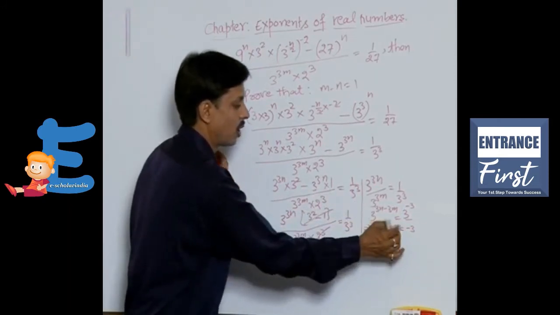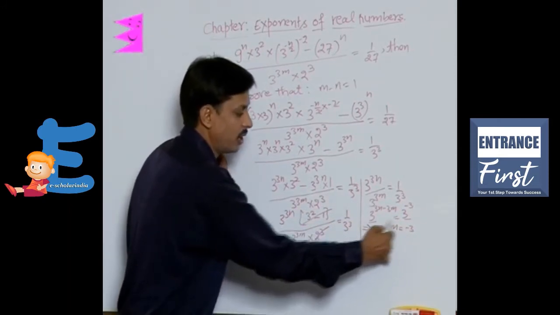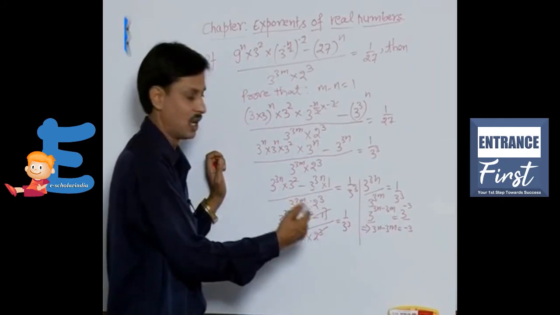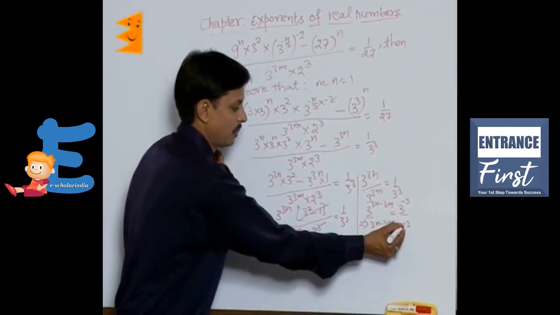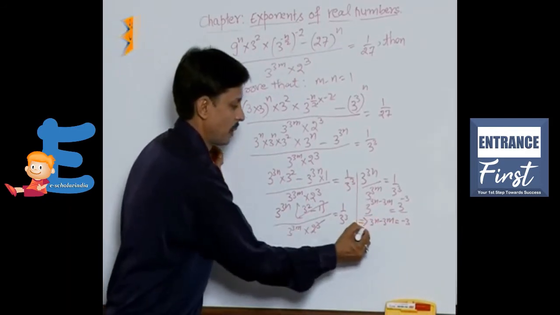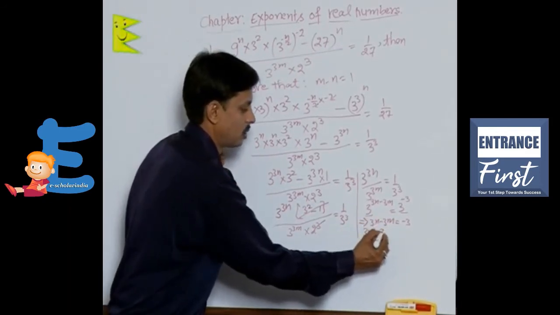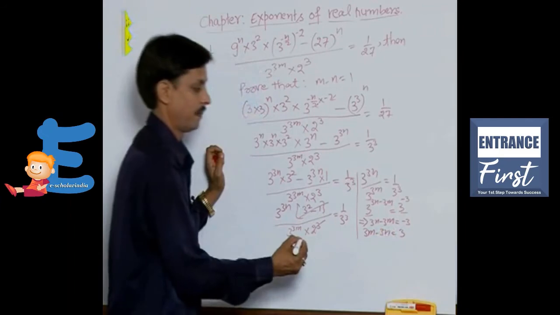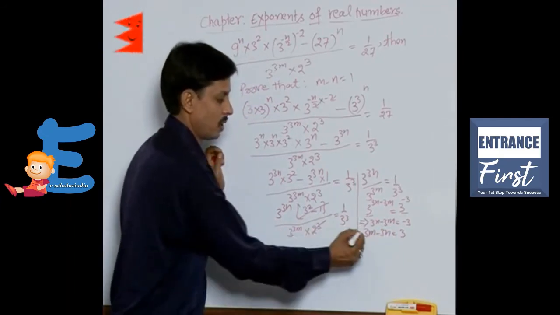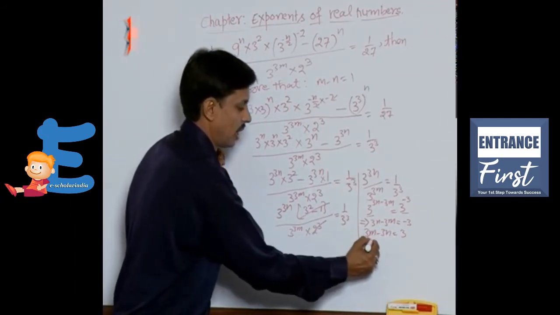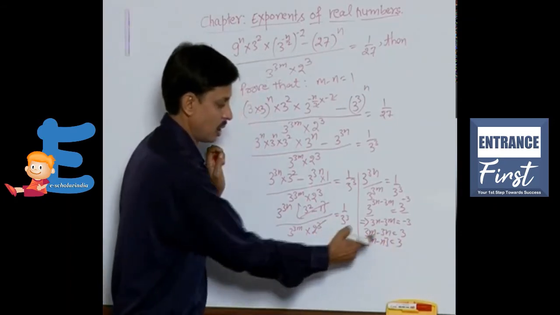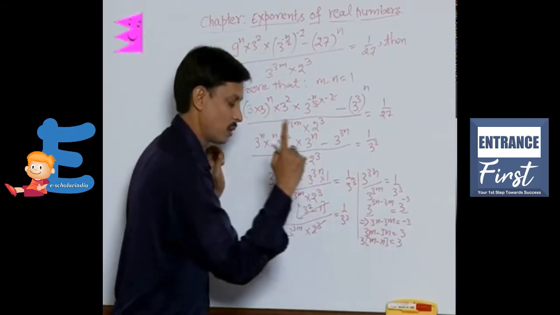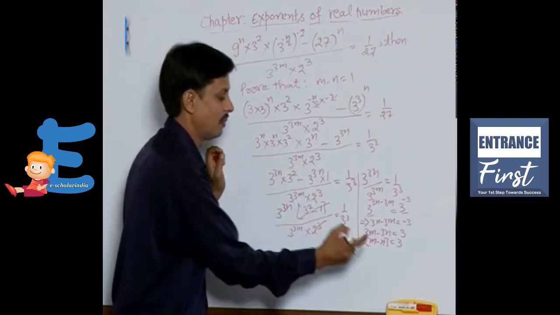Now here if I want to change this sign, I need to change the sign of the entire equation. So on changing, this will become negative, this will become positive, this will become positive. So this becomes 3m minus 3n is equal to 3. Now 3 is common, so I am left with m minus n is equal to 3. This 3 will cancel this 3 and quotient will be 1, remainder will be 0.